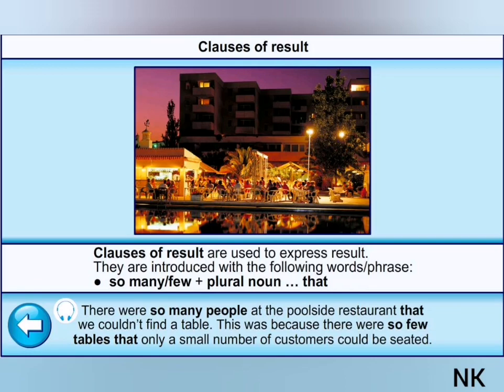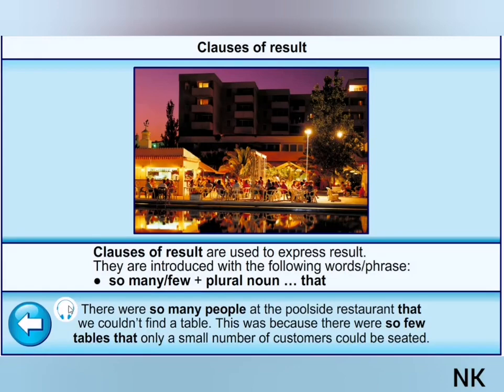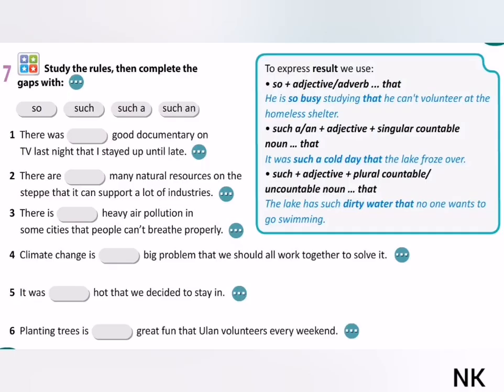So many or so few plus plural noun, that. There were so many people at the poolside restaurant that we couldn't find a table. This was because there were so few tables that only a small number of customers could be seated. Homework. Exercise 7. Study the rules. Then complete the gaps with so, such, such a, such an.